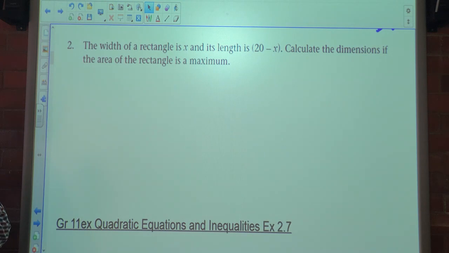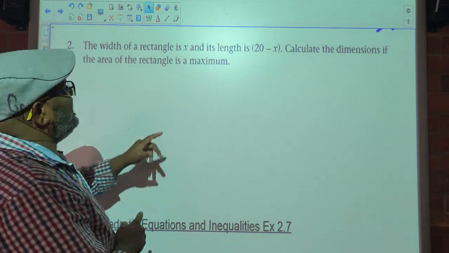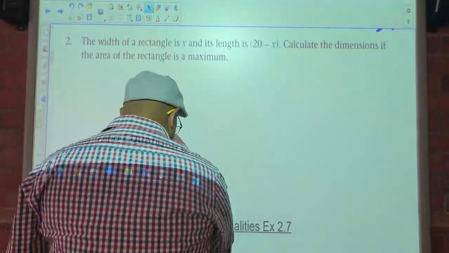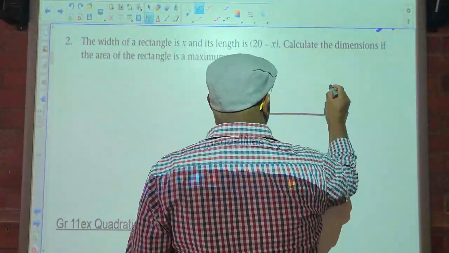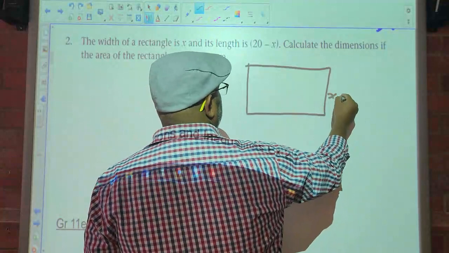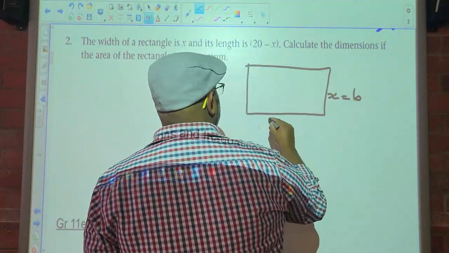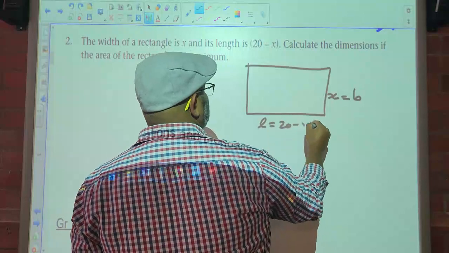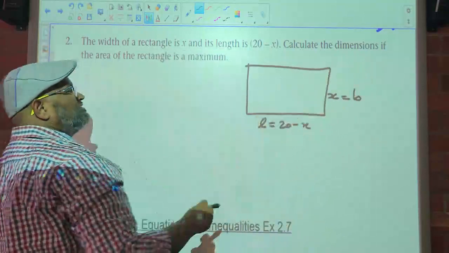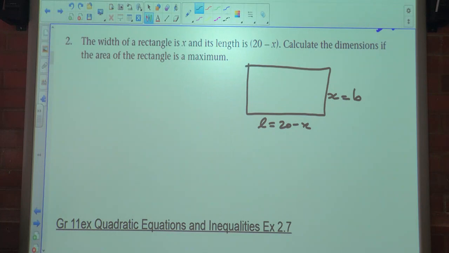You understand now? Now with what we just did, with that idea in mind, the question says the width of a rectangle is x. So we draw a rectangle. The width of the rectangle is x, and the length, which is the same as the breadth, is 20 minus x. Calculate the dimensions. What are dimensions? Sizes. Calculate the dimensions if the area of the rectangle is the maximum.